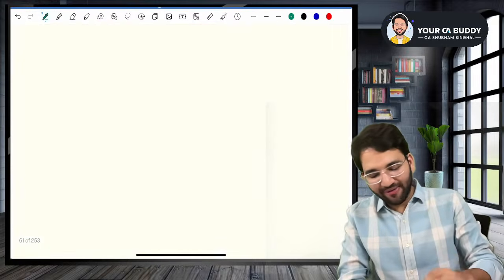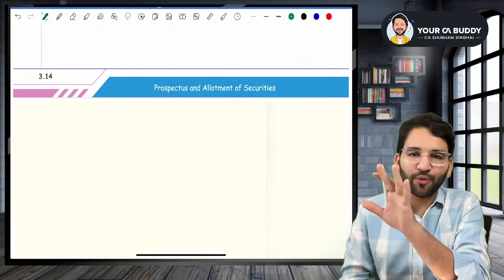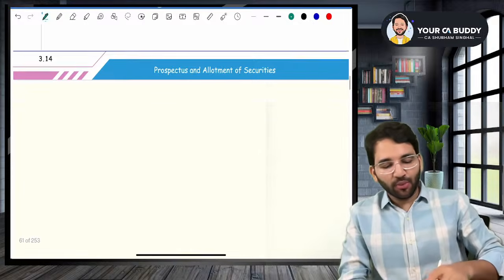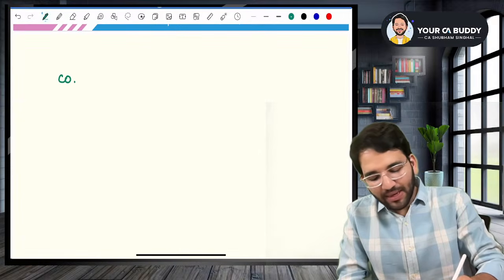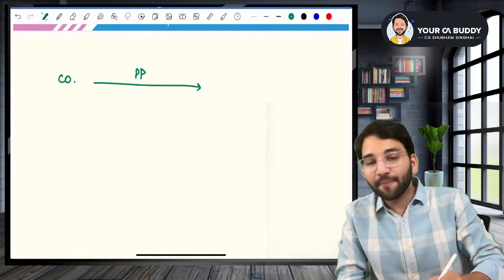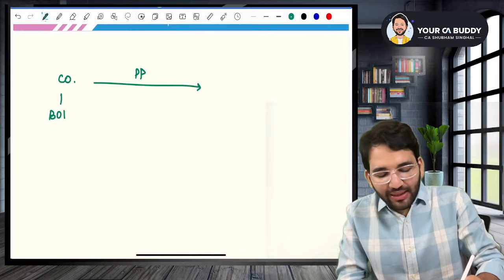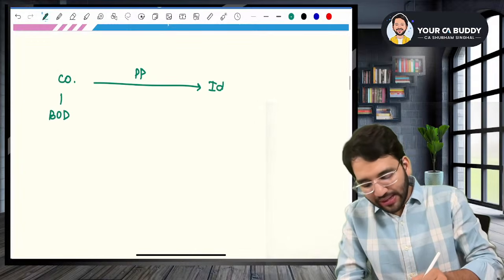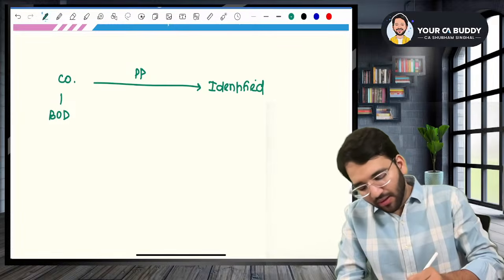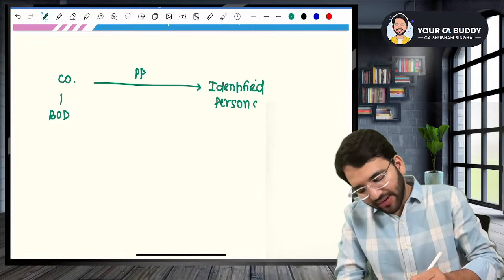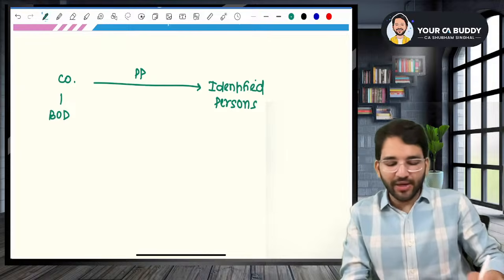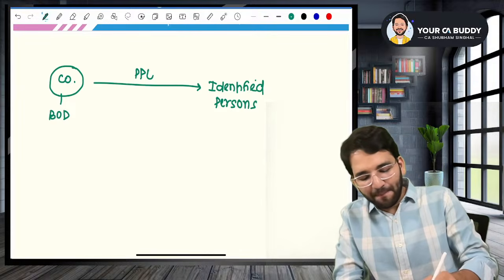So what happens in a private placement, guys? The things that I'm going to tell you are going to be a good amount of revision. If a company wants to do private placement, then the board of directors will identify some persons, a group of persons, that will be called identified persons. Sir, what will the company do? The company will send them a PPOCA form.